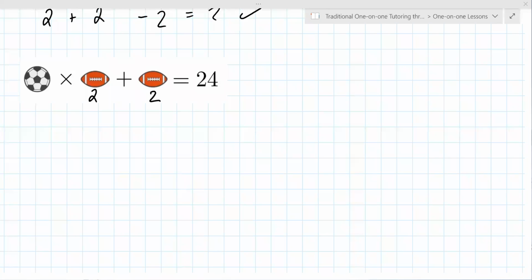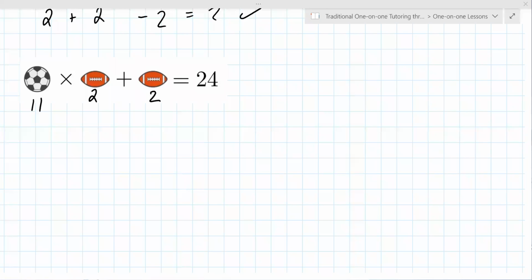12 times 2, 24. Oh wait, no. 11 times 2 equals 22, plus 2, 24. So the value of the soccer ball is 11. Do you agree with that? All right. So now this one's going to be a little bit harder, but you can absolutely do this.